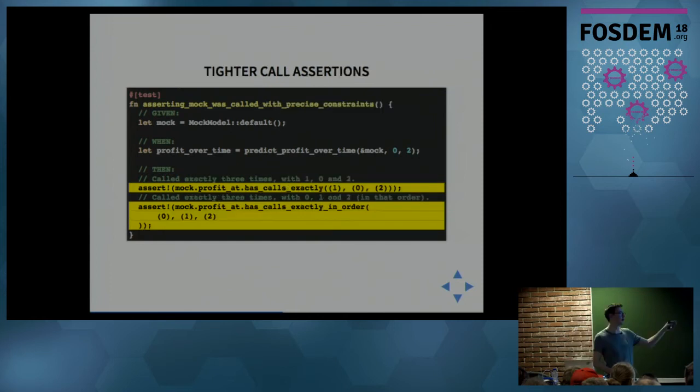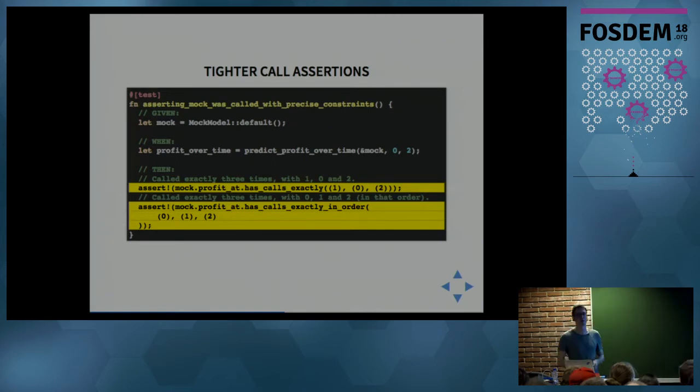So it has calls exactly 1, 0, 2, which will pass because in this case, we're passing timestamp 0 to 2, inclusive. And then you can even say it has calls exactly in order. It's kind of up to you how tight or loose you want to make your assertions, and that's something I'm going to discuss in a second.